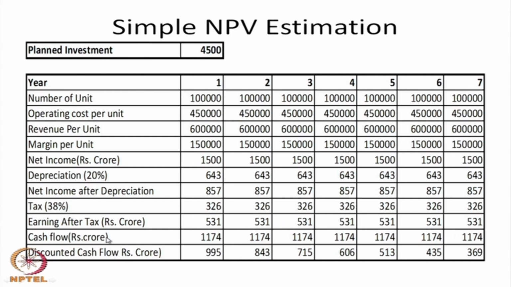The cash flow is earning after tax plus depreciation: 531 plus 643. If you add them together, the cash flow every year is 1,174 crores. You discount this 1,174 every year at 18%, and we get the discounted cash flow. If you add all the discounted cash flows up to 7 years, you get the total discounted cash flow, which is less than the 4,500 crores, because the investment is not recovered.